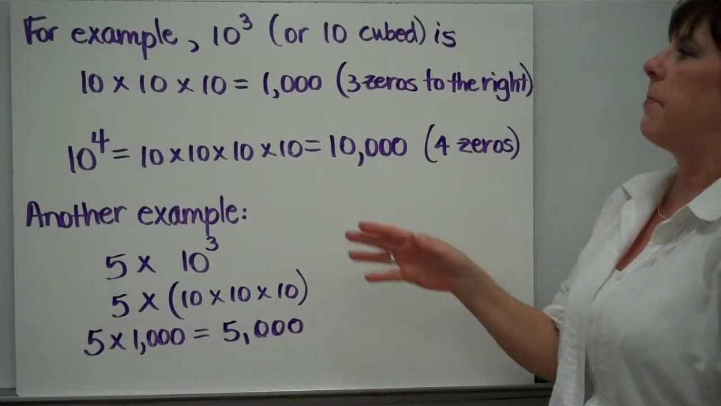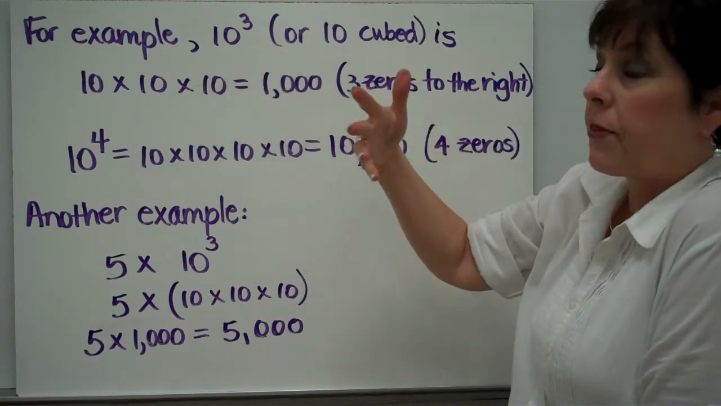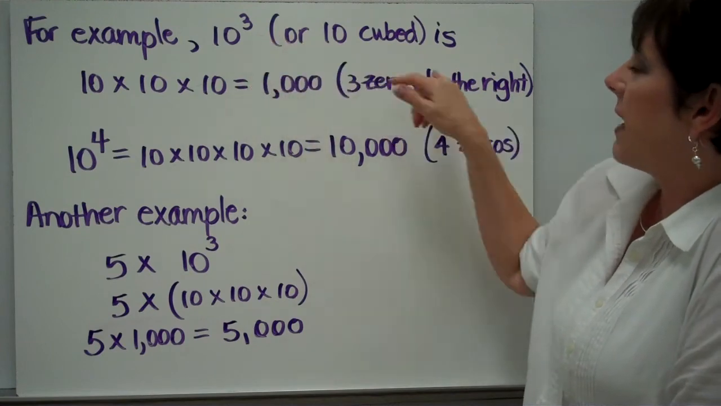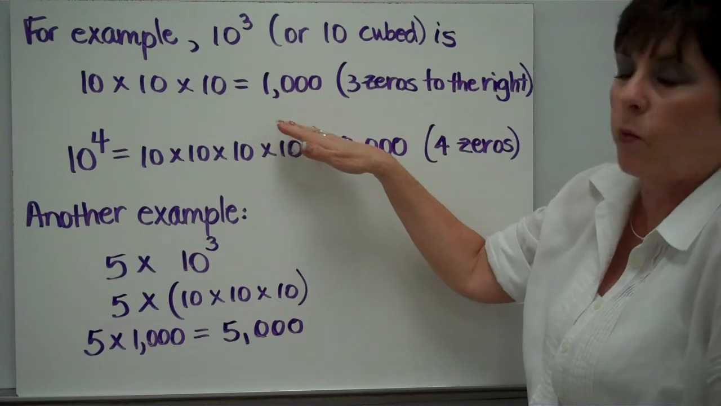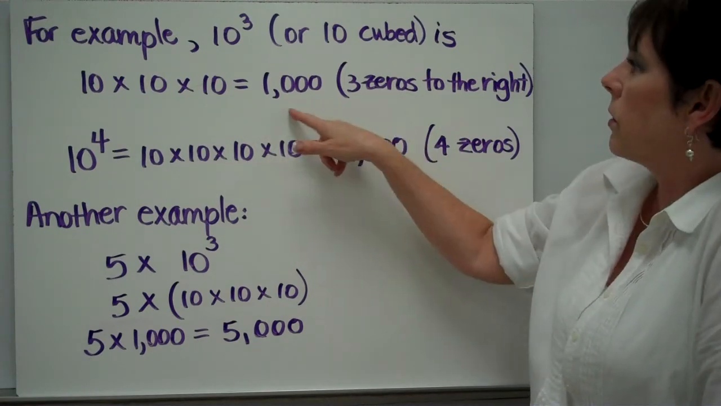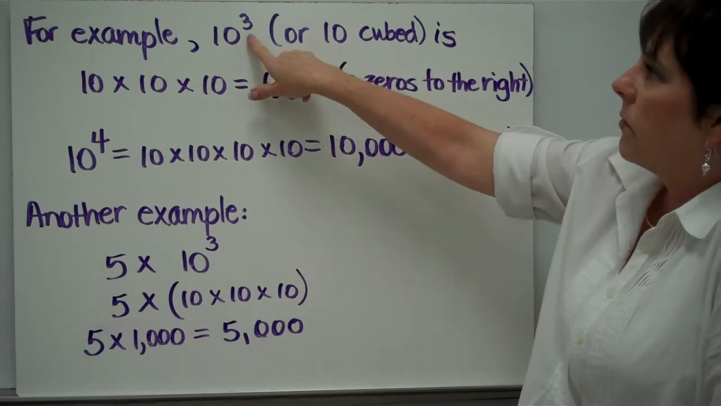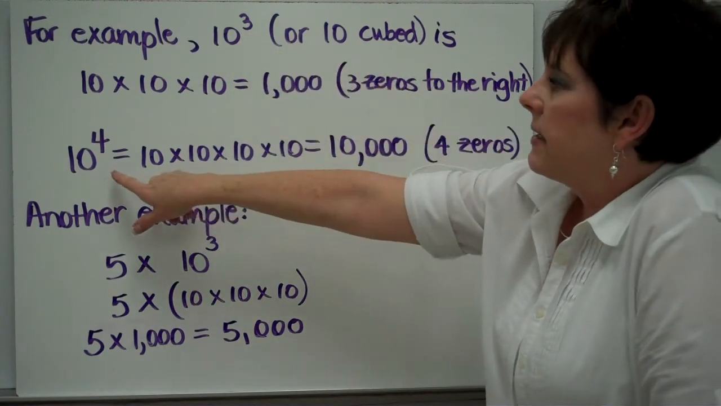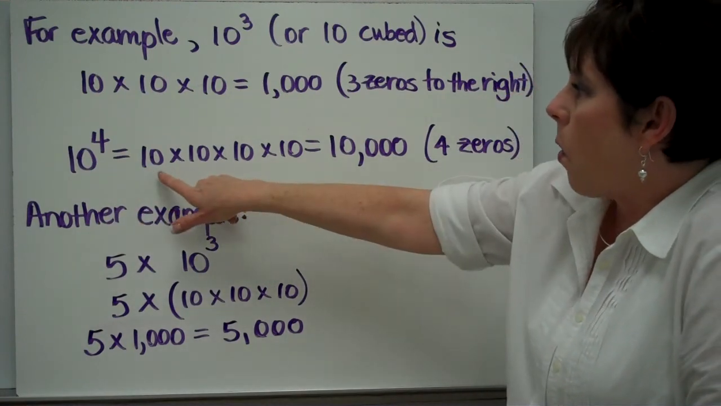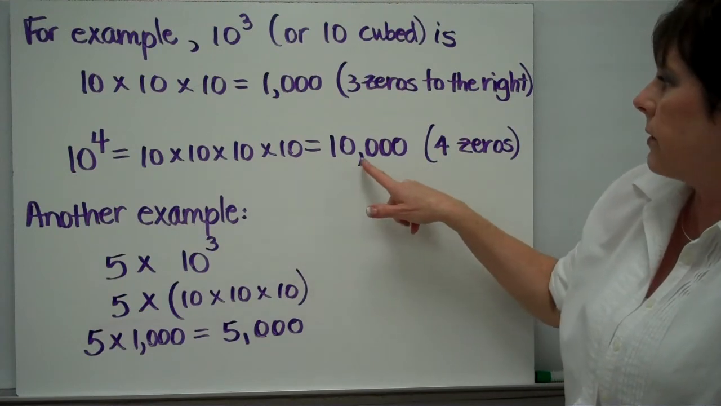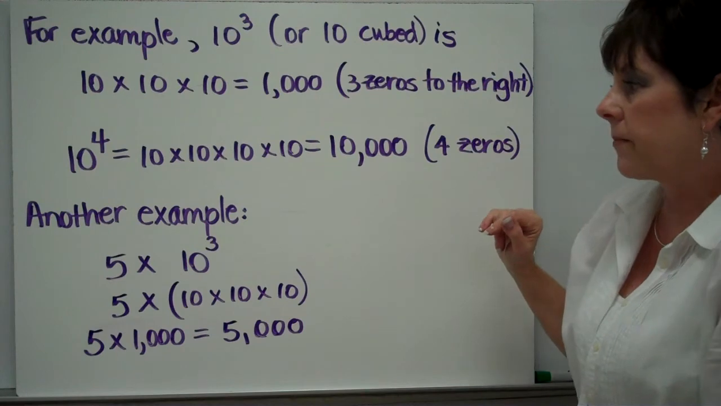All right, for an example, let's say we have 10 cubed, or to the third power. That's another way of saying that. Another way of looking at it is 10 times 10 times 10, which is 1,000. You'll notice there are 3 zeros placed to the right of the 1. 10 to the fourth power is 10 times 10 times 10 times 10, or 1, 2, 3, 4 zeros. There's the pattern placed after the 1.